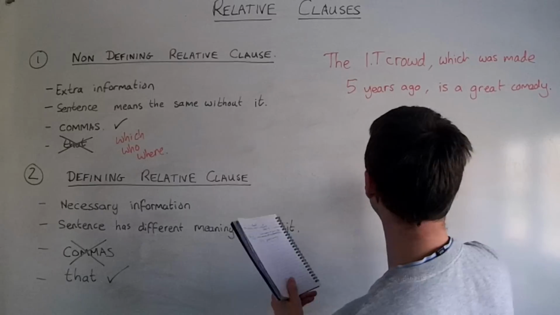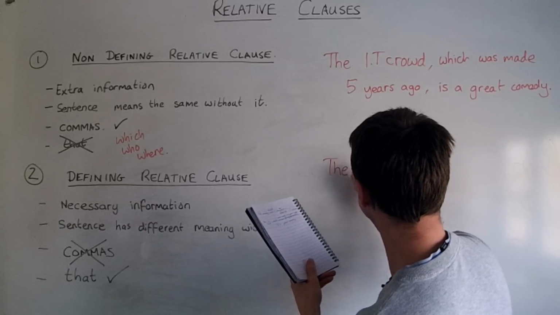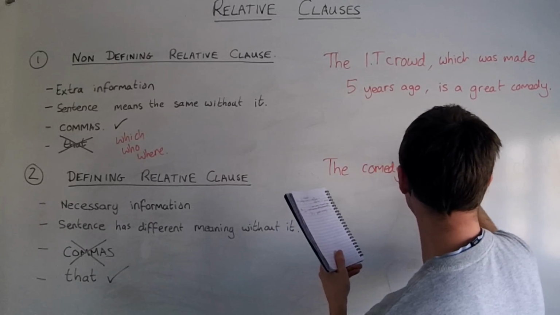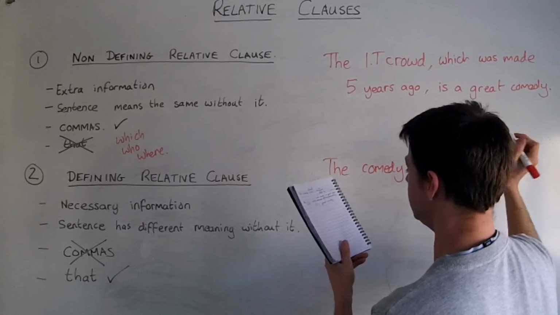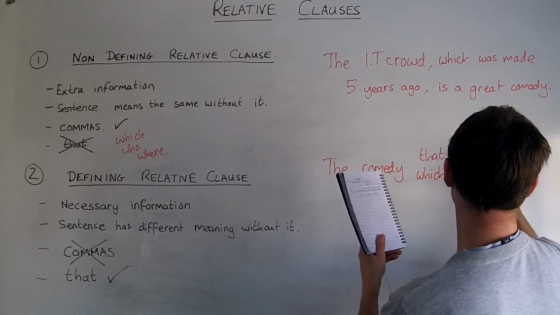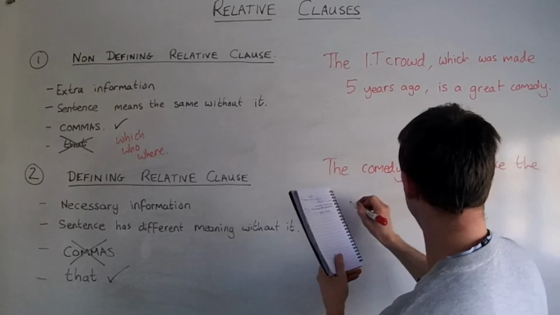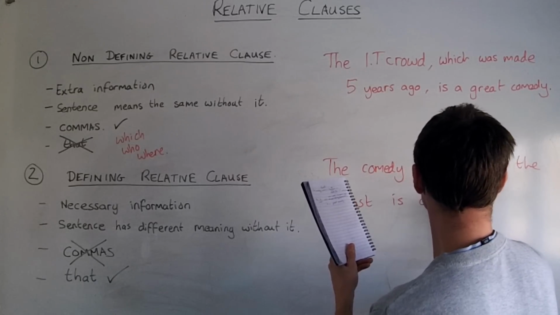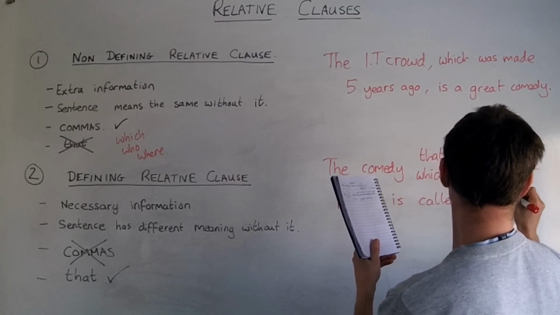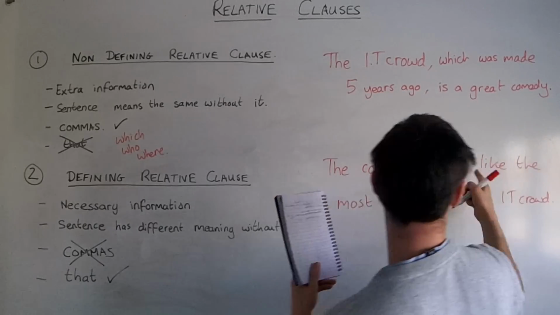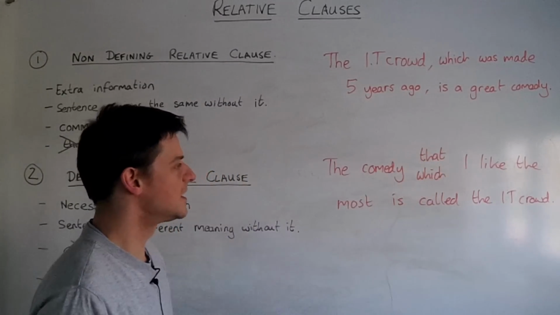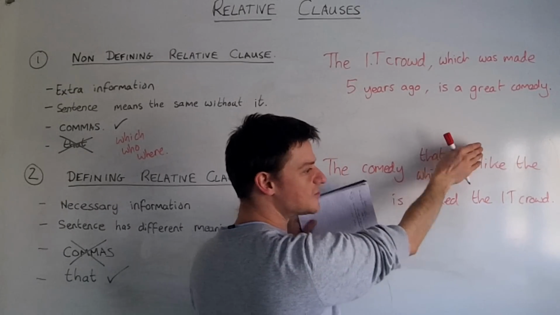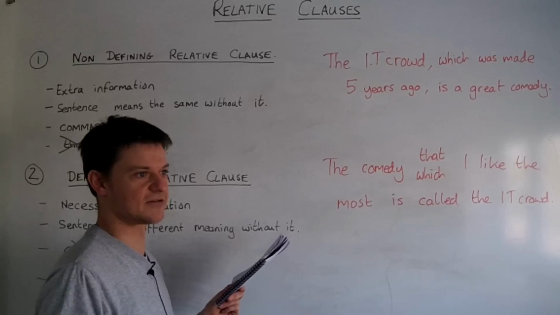However, let's make this into a defining clause. Let's start with the comedy. The comedy which or that I like the most, or which is my favourite. Let's say I like the most, why not? Is called the IT Crowd. Okay, no commas here. We can use that or which. And if you take this out, it's different. The comedy is called the IT Crowd. It's very different from the comedy I like the most is called the IT Crowd. Okay?